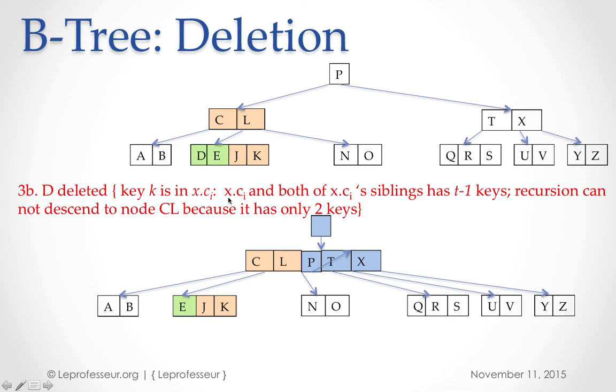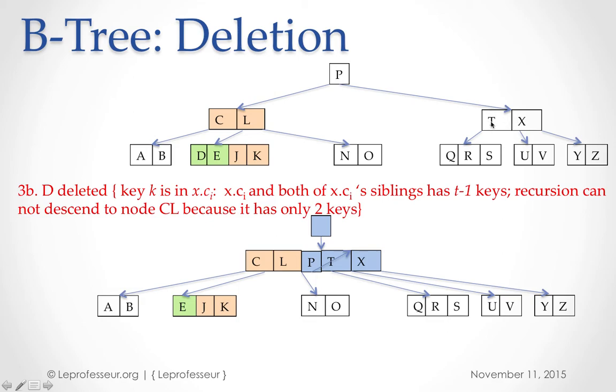Now x.ci and both of x.ci's siblings have t minus 1 keys. So what happens in this case: the recursion cannot go beyond this point because this C and L has only 2 keys. To go further in recursion, we need more than 2. So what we're going to do is bring down the key from its parent and merge CL with TX.